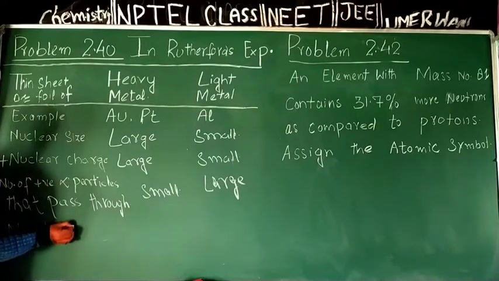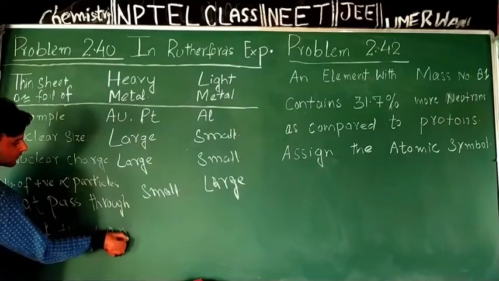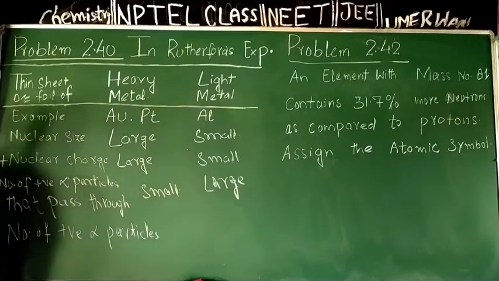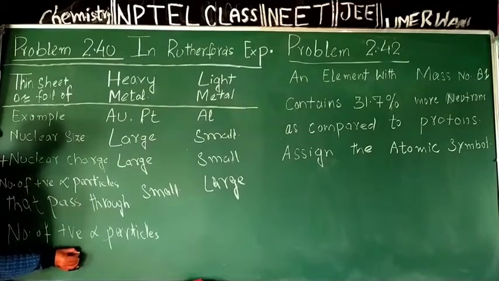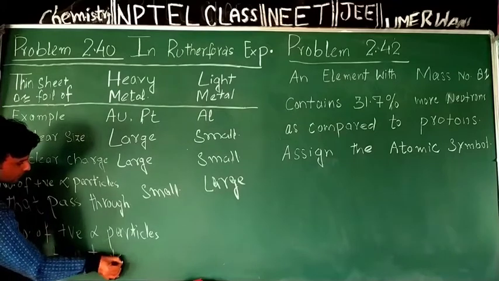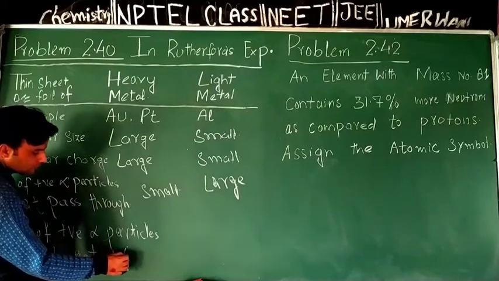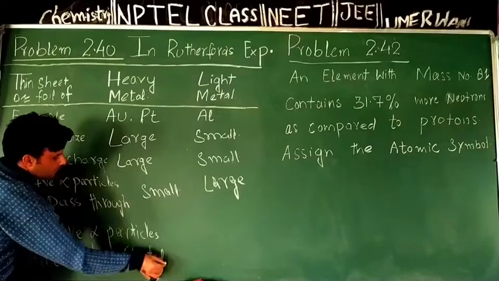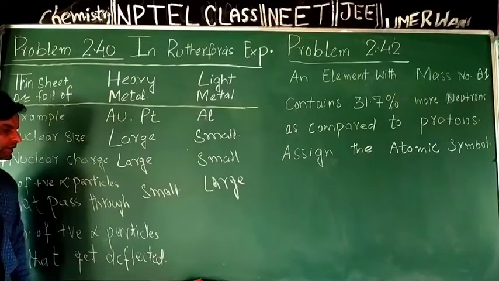of positively charged alpha particles that get deflected. Why deflection? Because these are positively charged, and the positively charged nucleus is also positive, so they get deflected. The number of positively charged alpha particles that get deflected.